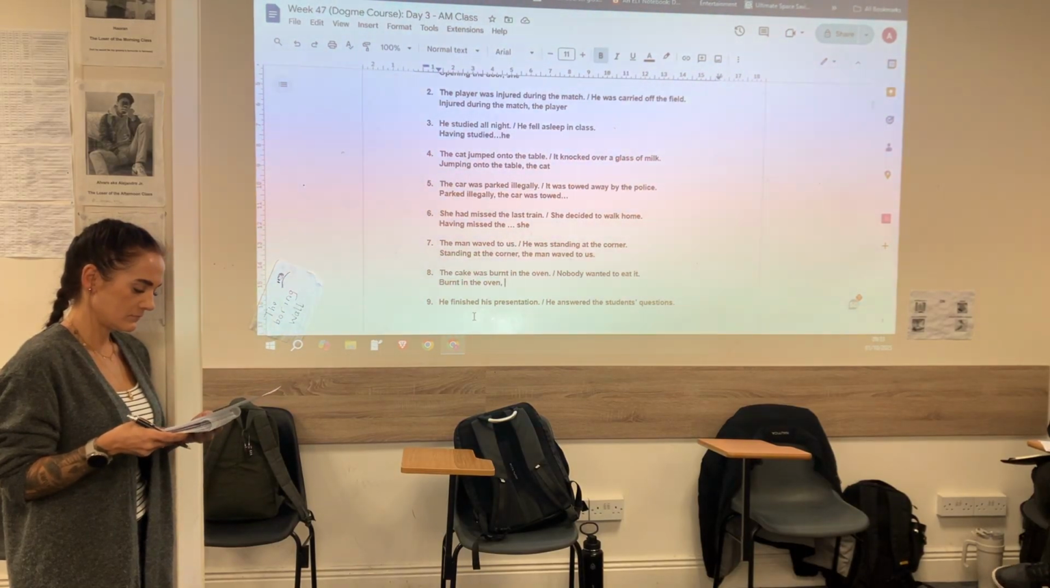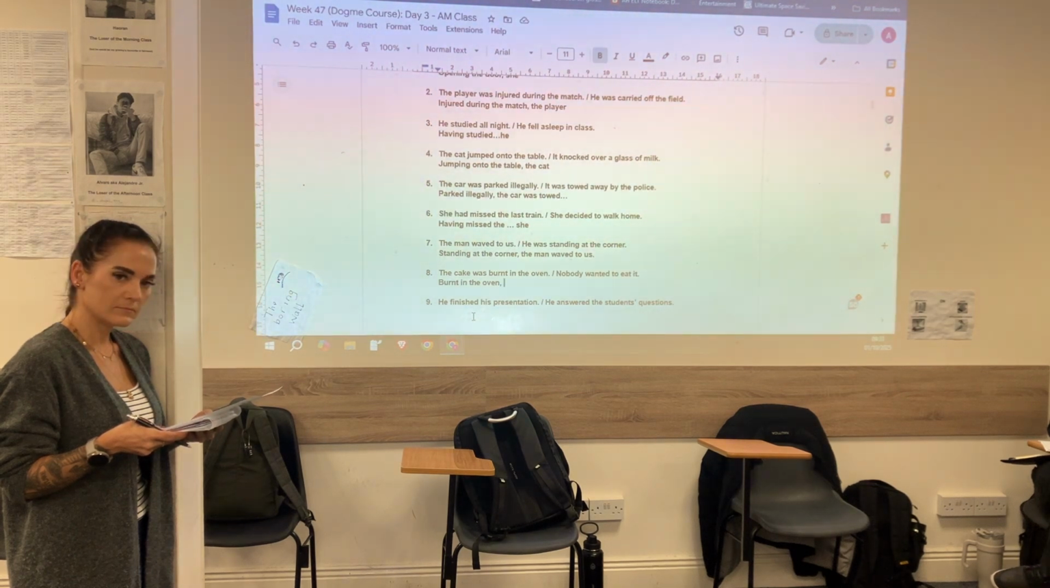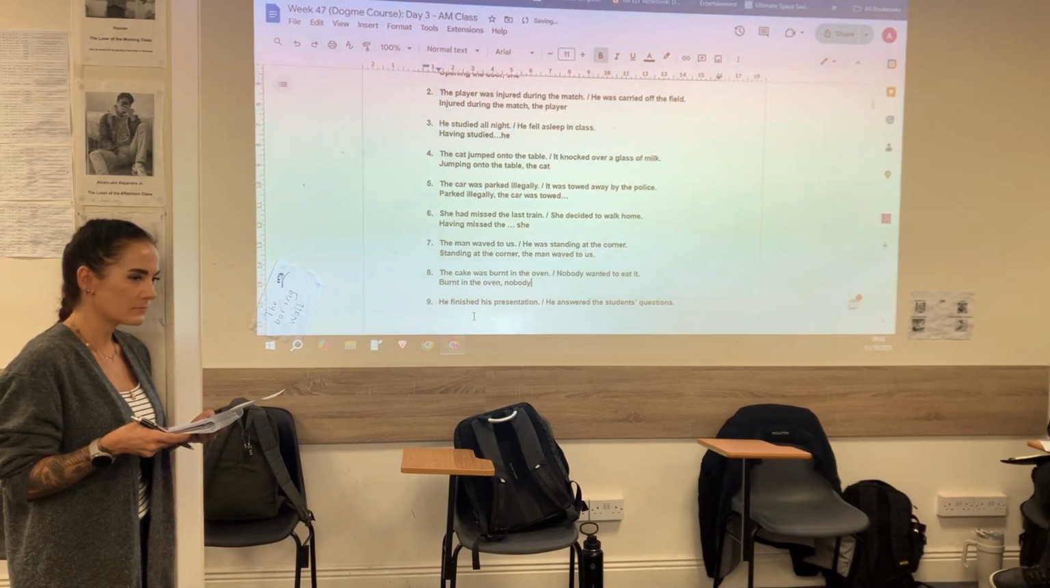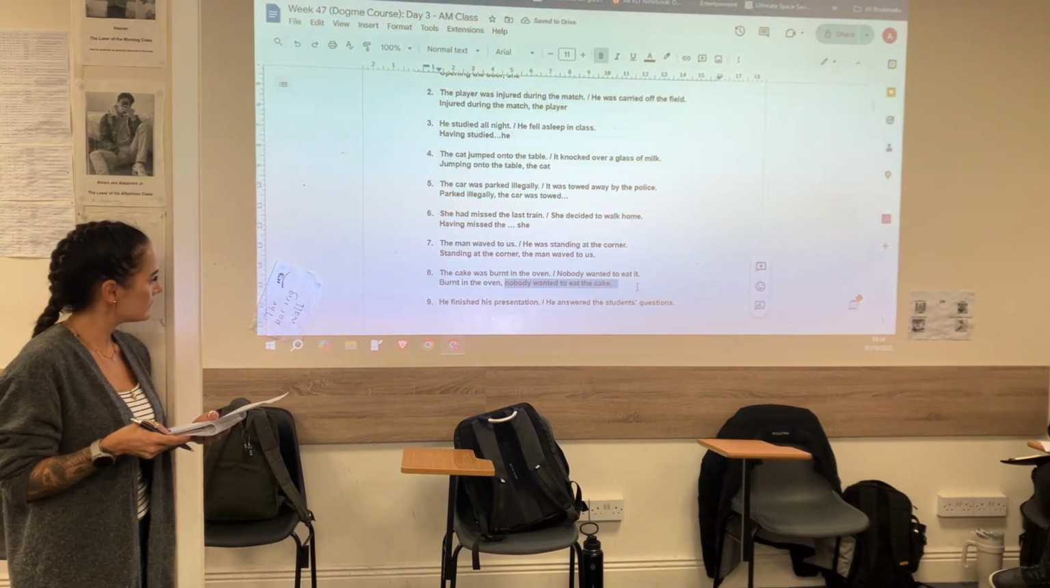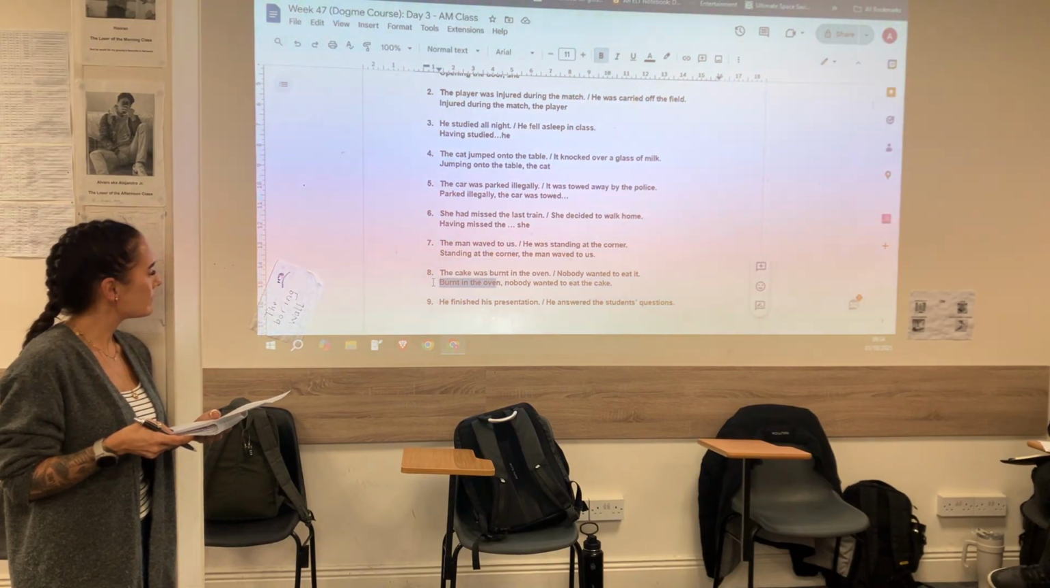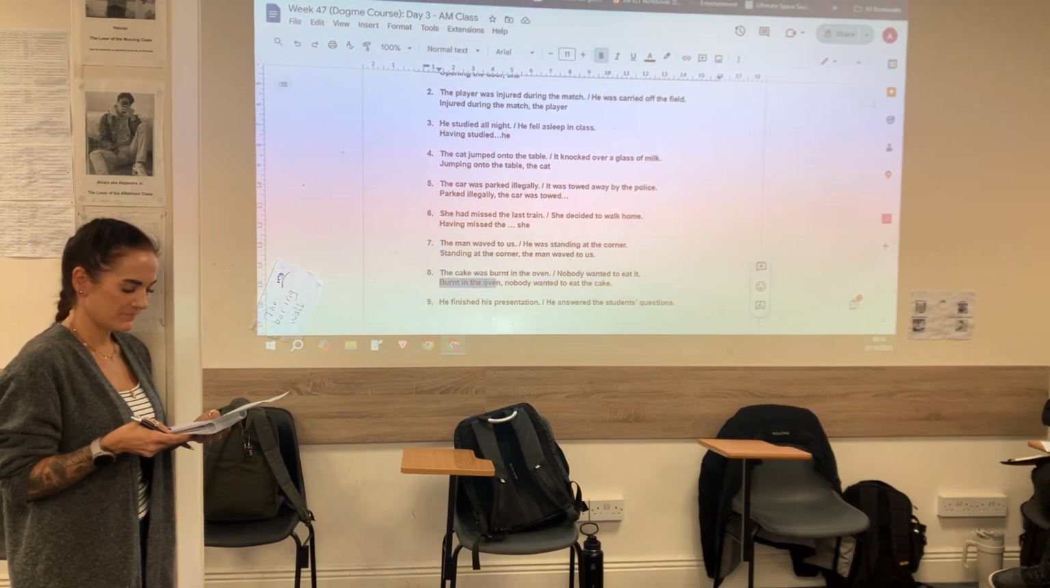Yes. Well, would you say burnt in the oven, nobody wanted to eat the cake? Yes, it's a little bit dubious because nobody wanted to eat the cake. I'd say that most native speakers would accept it, but what's the subject in this part? The cake? No, nobody. Nobody wanted. What's the subject here? The cake. Now, it's so obvious, it might be accepted like that. Okay, it might be accepted like that, that you would expect the cake is the thing burnt in the oven.